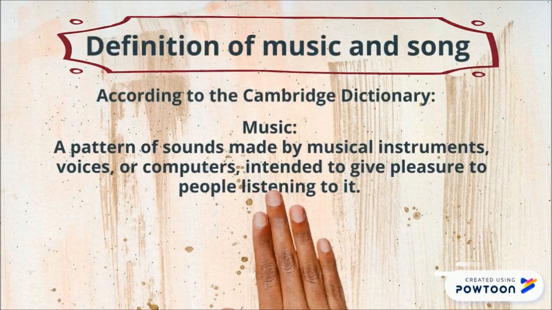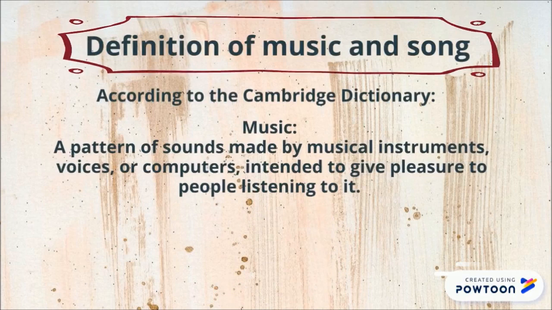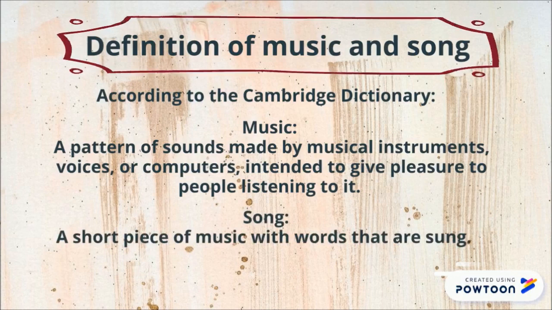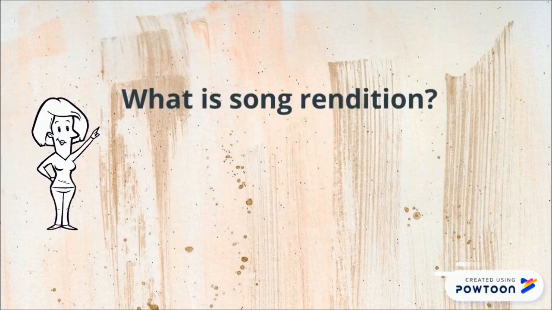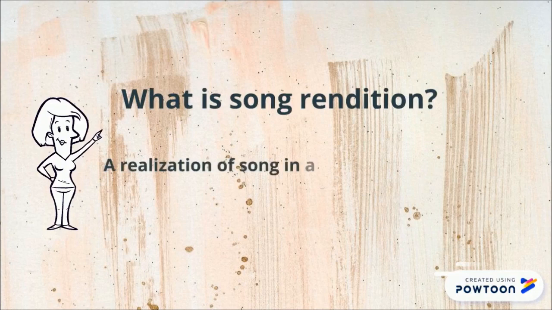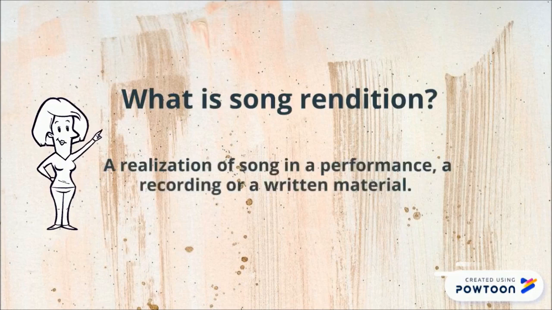Music is a pattern of sounds made by musical instruments, voices, or computers intended to give pleasure to people listening to it. Meanwhile, song is usually a short piece of music with words that are sung. So, what is song rendition? Song rendition is a realization of a song in a performance, a recording, or a written material.